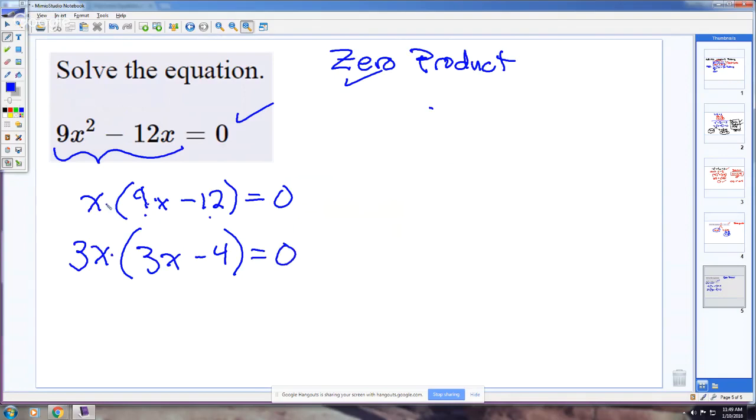There's my product. There's my product. So now I'm ready to use the zero product rule. So again, sometimes people look at these and they get the greatest common factor first shot. Other times they don't. Just kind of depends. I have good days and bad days, so do you.